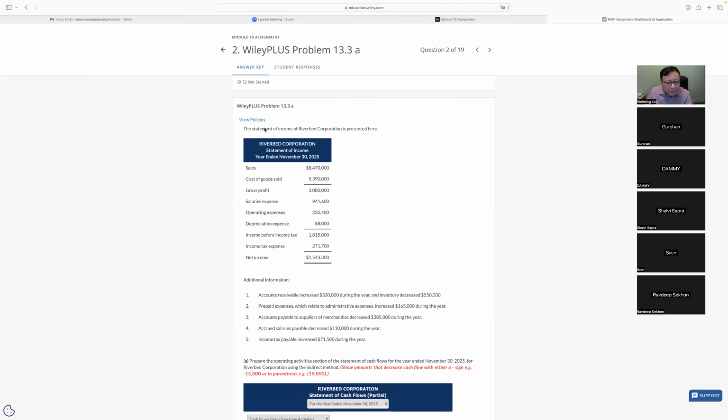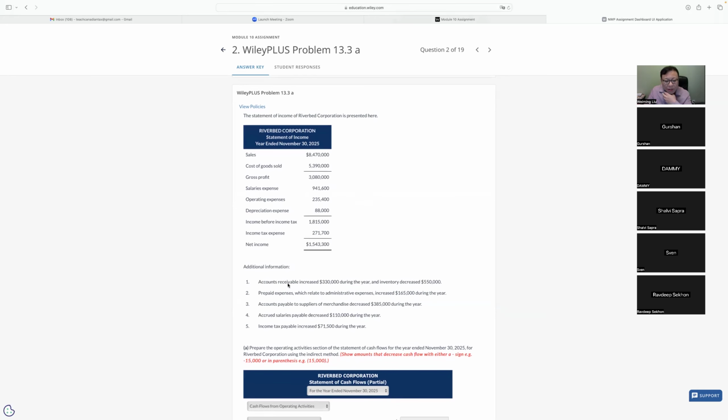We have a statement of income for this corporation. Sales, cost of goods sold, and gross profit. I have expenses: salary expense, operating expense, depreciation expense, income before income tax, and then income tax expense, and net income.